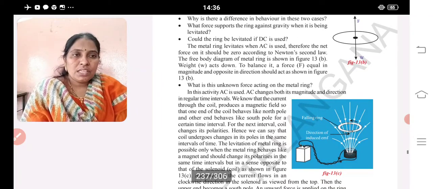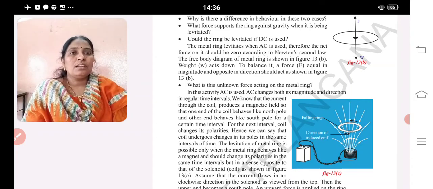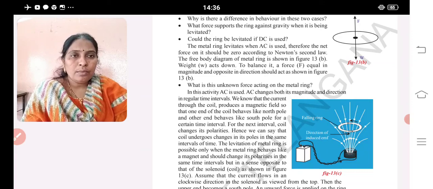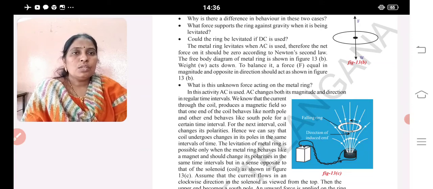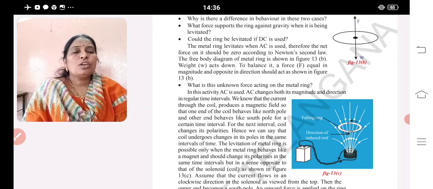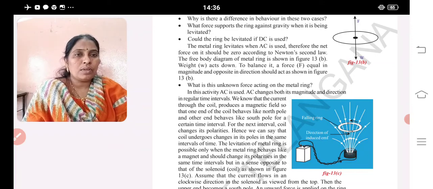In this activity, AC is used. AC changes both its magnitude and direction at regular intervals of time. We know that current through the coil produces a magnetic field. So the other end behaves like the south pole for a certain time interval. For the next interval, the coil changes its polarities. Hence we say that the coil undergoes changes in its poles at the same time intervals.